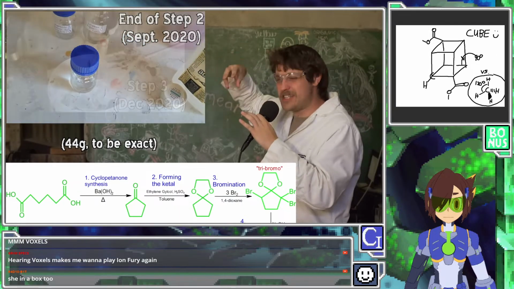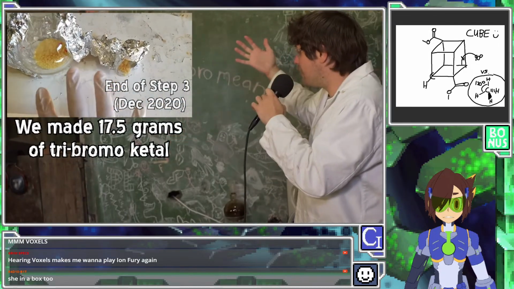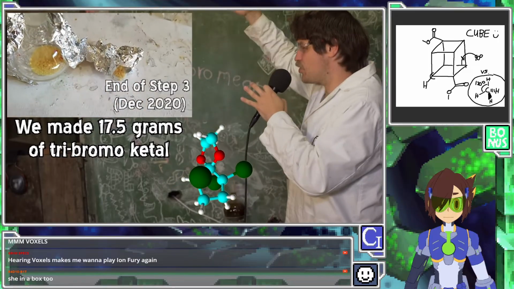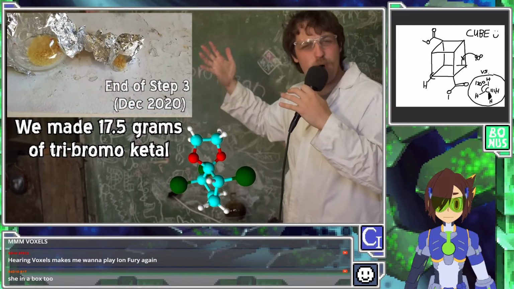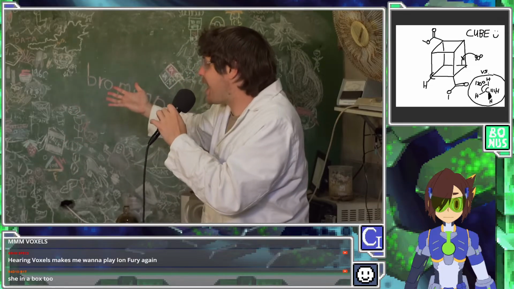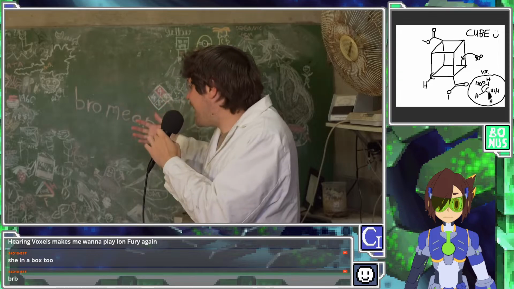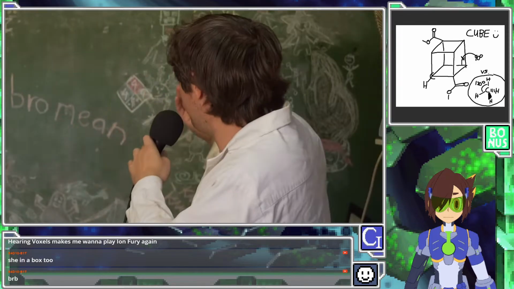But by the time we did step 3, this bromination step, we only had a couple grams of the tribromide, this tribromo species, which is what we need to make here. Obviously, if we're trying to make 100 grams of cubane, which is our plan, we need a lot more than a couple grams of tribromo ketal here. I have some numbers somewhere of what we need to do.